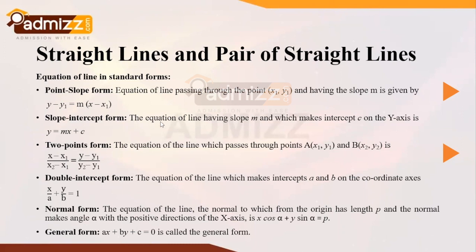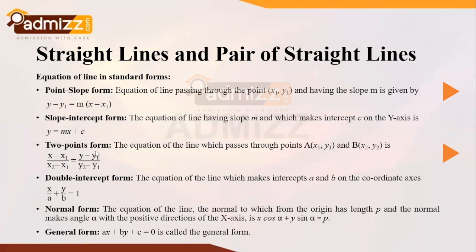Then after the slope intercept form, that means you are having one slope value in the question and the intercept value c will be provided to you. Now make sure this intercept value c is on the y axis. So the equation of slope intercept form is given by y equals mx plus c. Okay, so this is the equation to note down.